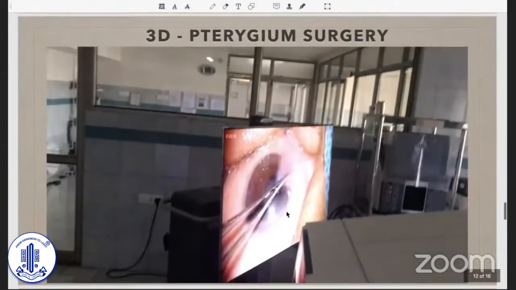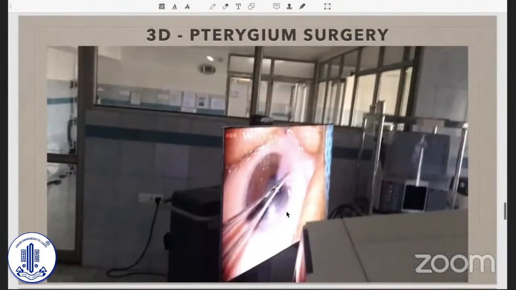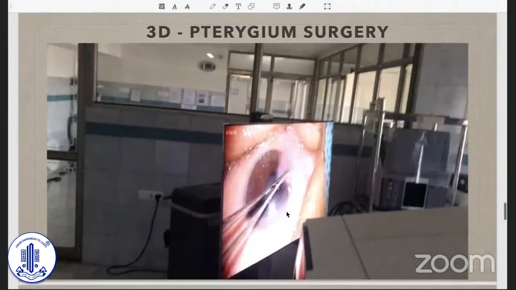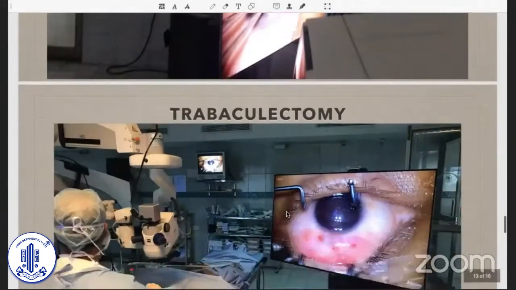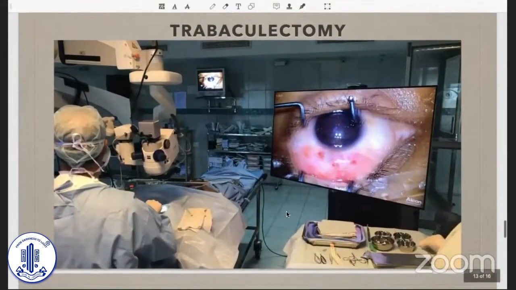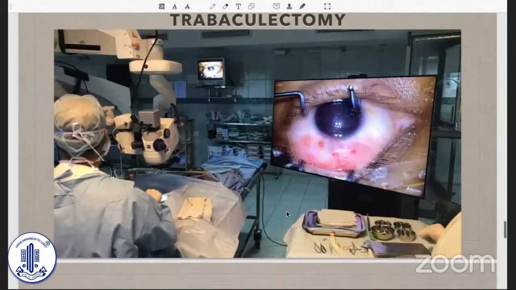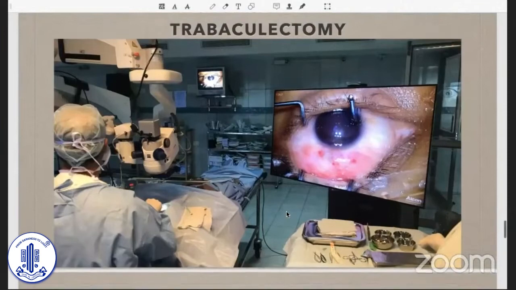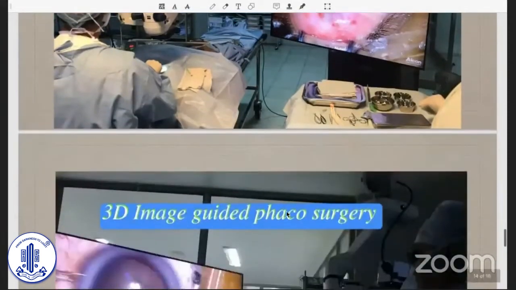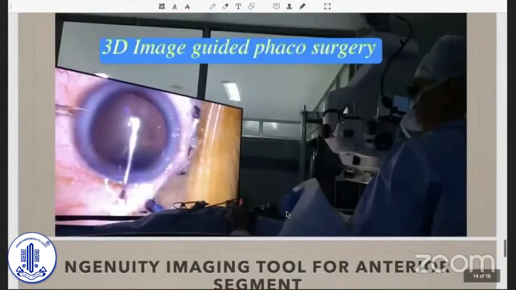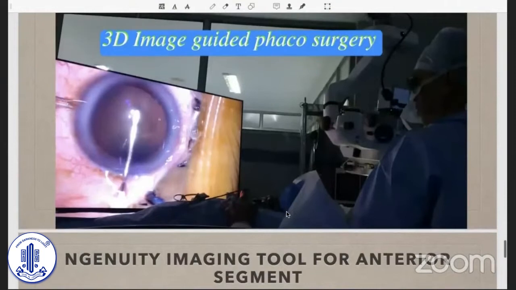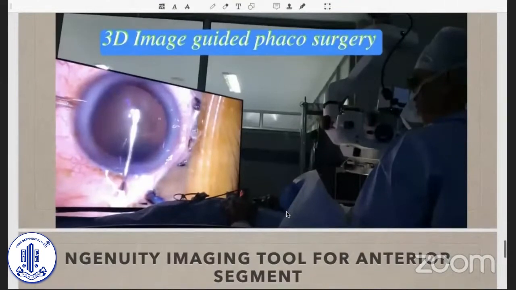So this can be used in pterygium surgery. I will play the video at the end. Next slide. In all kinds of surgeries, you can even use it for trabeculectomy, where everything can be visualized at a higher depth. Next slide, please. It can be used in 3D guided phaco surgery. All anterior segment surgeries can use it. Next slide, please.